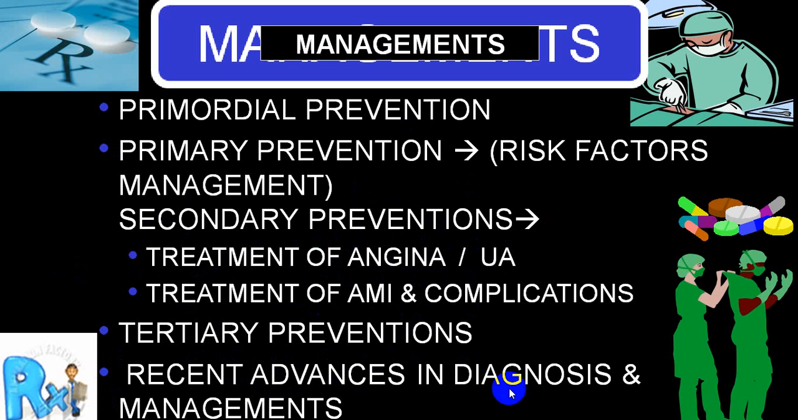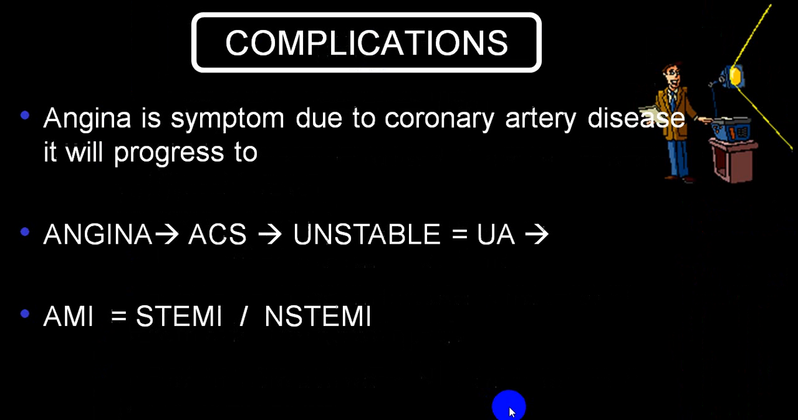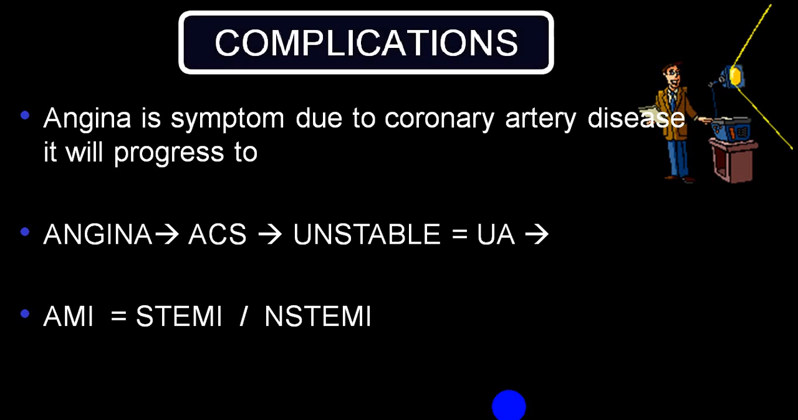And now there are recent advances going on in the different management of ischemic heart disease. By and large, the complications of ischemic heart disease are that a person who is asymptomatic becomes symptomatic, stable angina will become acute coronary syndrome, and in acute coronary syndrome, unstable angina can become STEMI or non-STEMI, and STEMI or non-STEMI can end up with sudden cardiac death also.